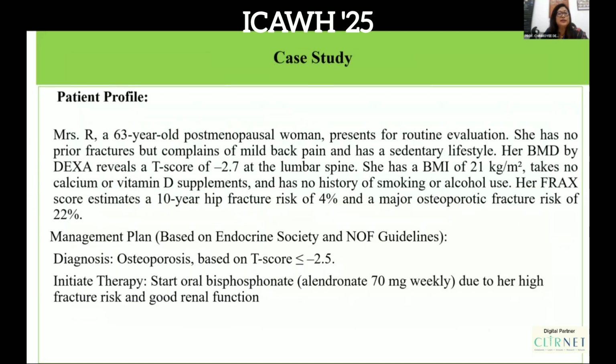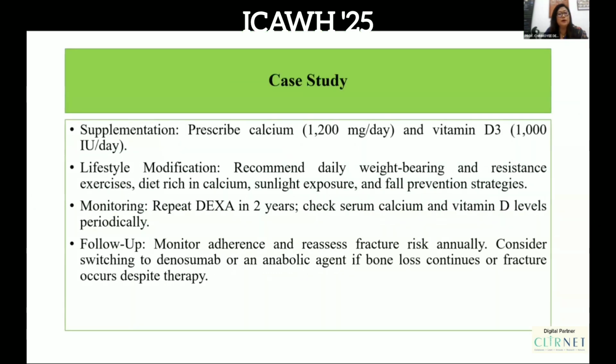And here is the case study. Patient's profile: 63 years. The management plan: diagnosis of osteoporosis based on T-score less than or equal to minus 2.5. Initial therapy: start oral bisphosphonate, alendronate 70 milligrams weekly, due to high fracture risk and good renal function. Supplementation: prescribe calcium and vitamin D; lifestyle modification is very essential. Monitoring is another essential factor.